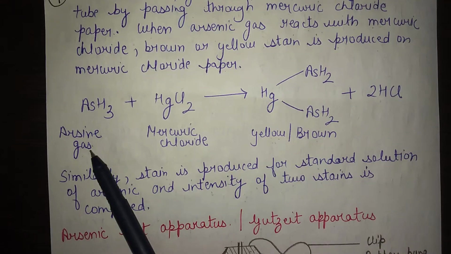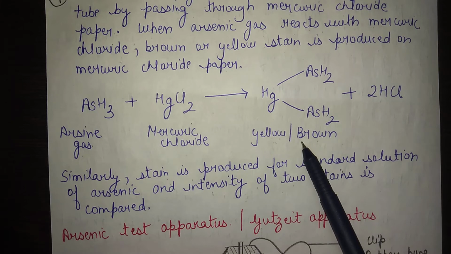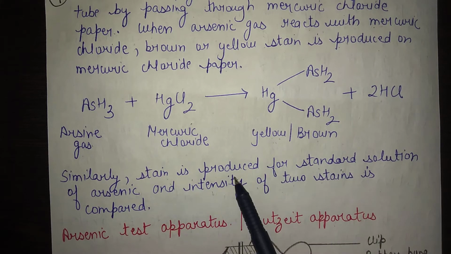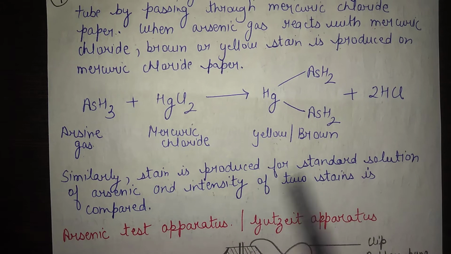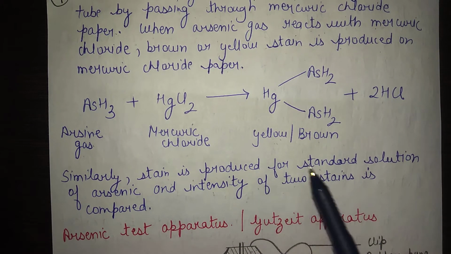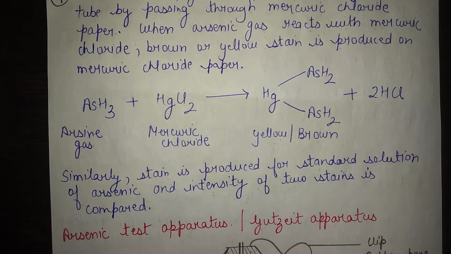So this is our arsine gas. When it reacts with mercury chloride paper, a brown or yellow stain is produced, and a stain is also produced for a standard solution of arsenic. Similarly, such a stain will be produced by the standard solution as well, and the intensity of the stains produced by these two solutions is compared and the observation is made. Okay, so this was the principle for the limit test for arsenic.